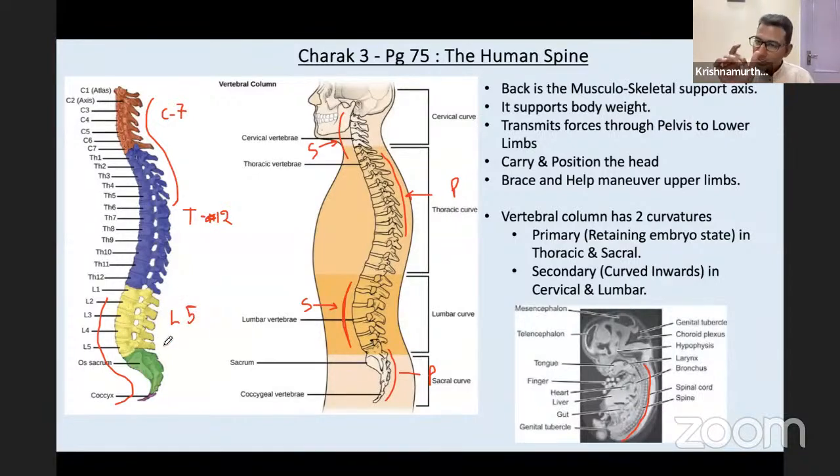Then once it comes towards the end, there are bones which are fused. This is called sacrum. It can be considered as one, but there are a few divisions to that, and there is the coccyx. So these 5 sections: cervical, thoracic, lumbar, sacrum, and coccyx. You have to remember this, and you may be asked how many bones are there in each section.